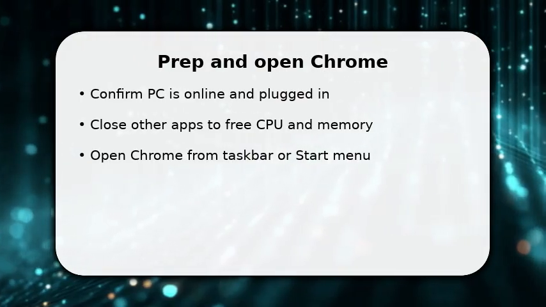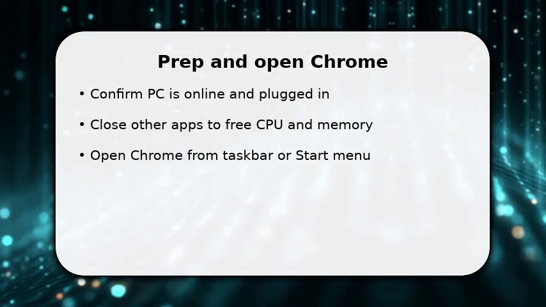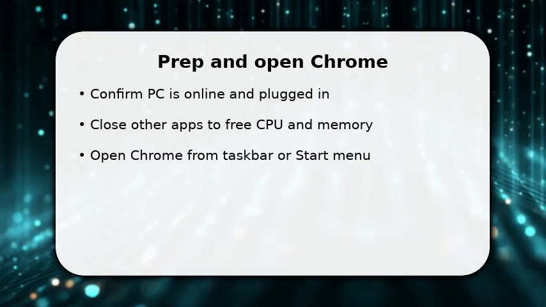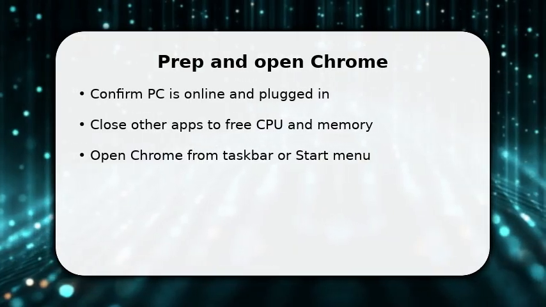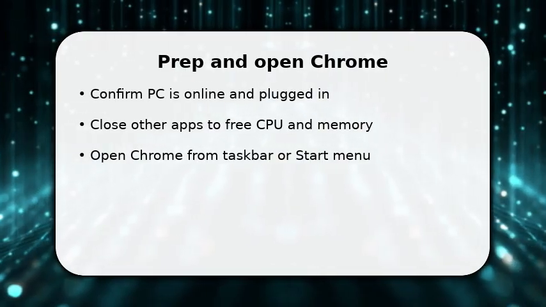Then click the three-dot menu at the top right to reveal settings. This is where Update controls live. You're beginning the update immediately, not waiting. This step gets you to Chrome's internal update check quickly so you can see if an update is available.